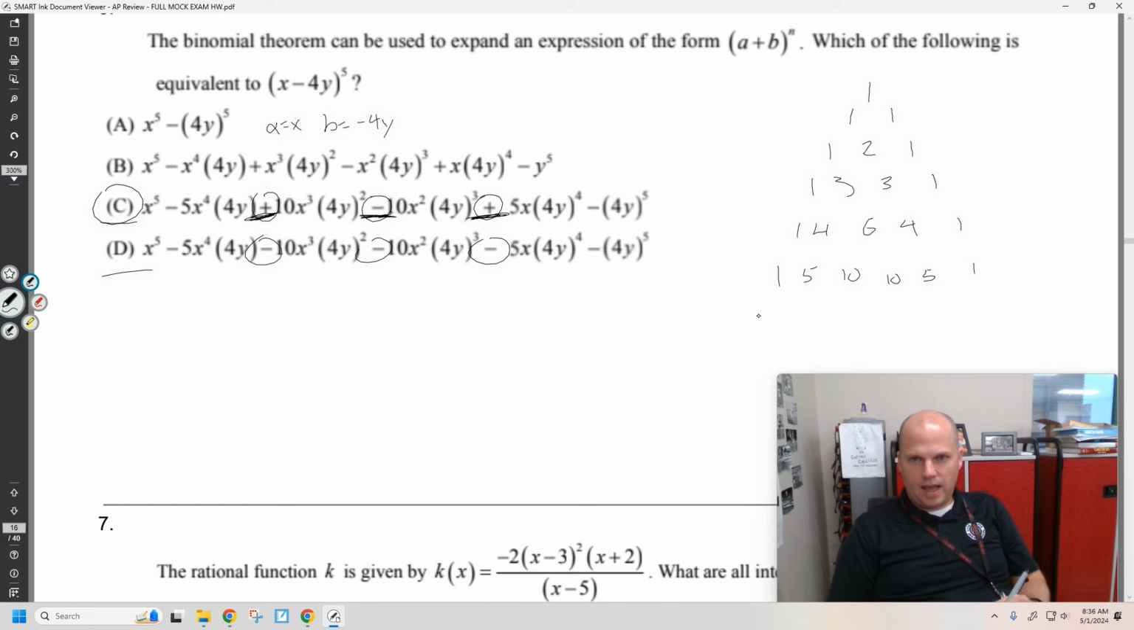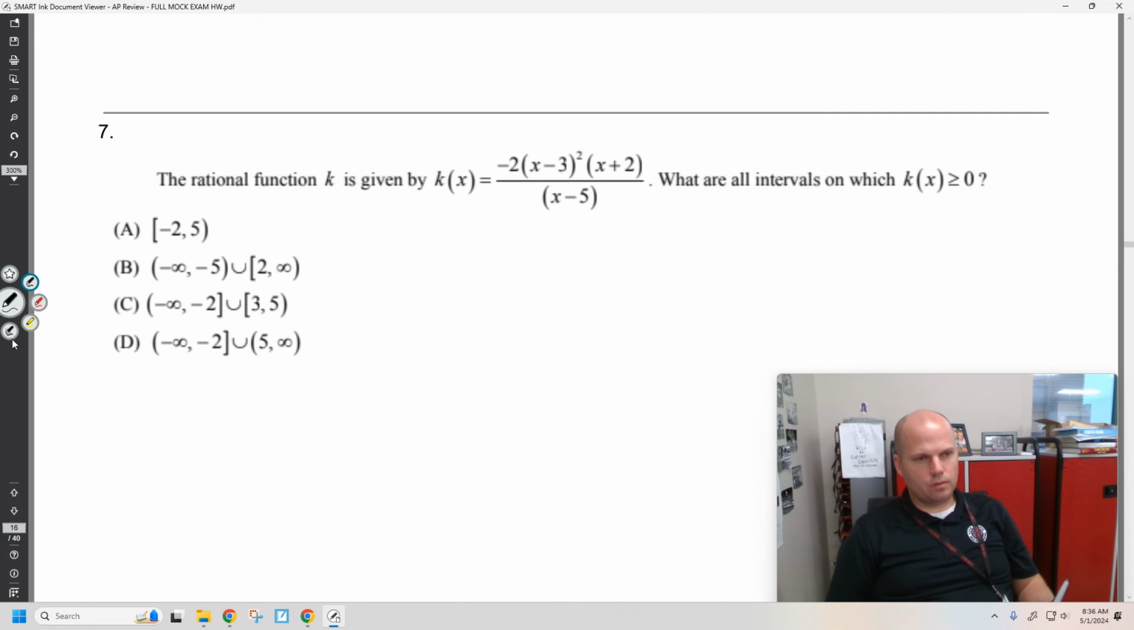This is a to the fifth, a to the fourth, b to the first, a cubed, b squared. Pluses in between everything, but the cube, the square part is where we're going to change. We're going to square negative 4y. It becomes a positive. We see that plus there.